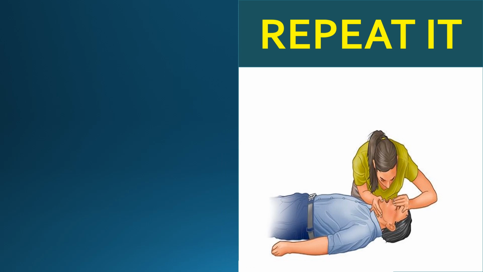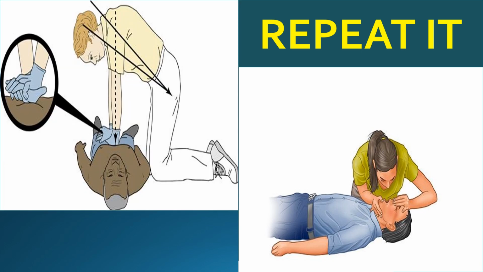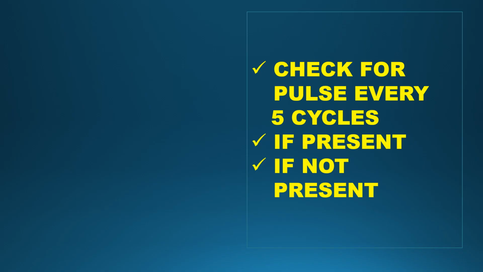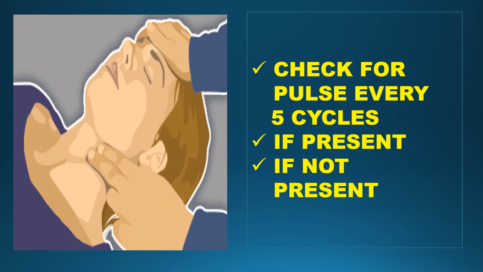You will repeat the same 30 compressions to 2 breaths for 5 cycles. So you give 30 compressions and 2 breaths, and again 30 compressions and 2 breaths, for 5 cycles or 2 minutes. After that, we check for the carotid pulse again. If the pulse is present, we stop giving CPR. You should not give CPR, otherwise the heart may collapse.